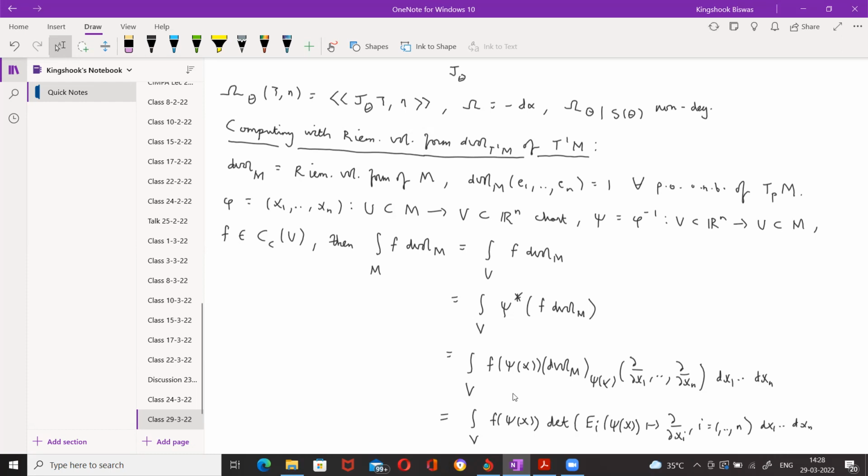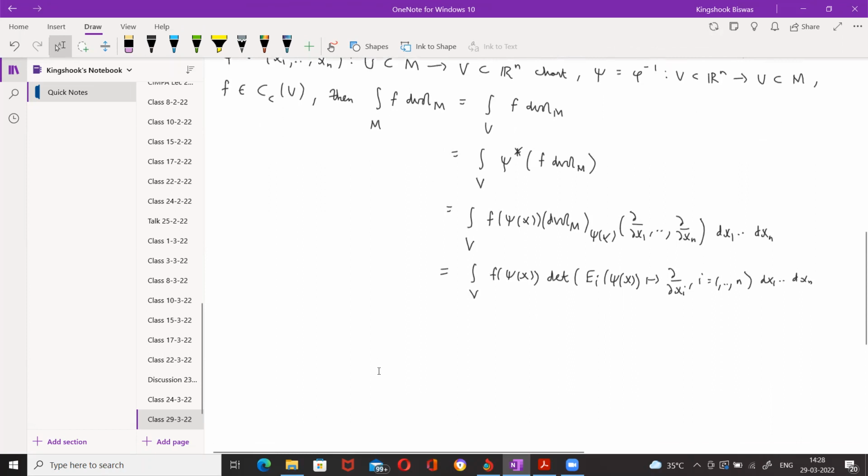Yes, is this clear? Yes. So it's just an integral of f times this determinant, okay, where e_i is an orthonormal basis of vector fields on U. Is this clear?